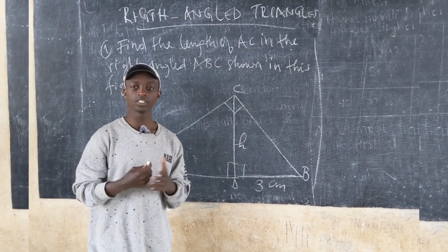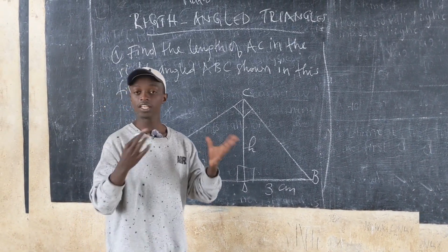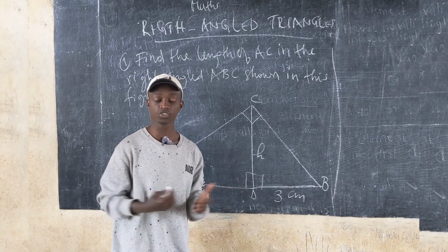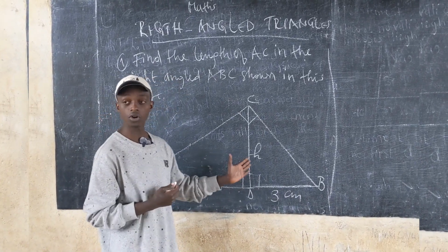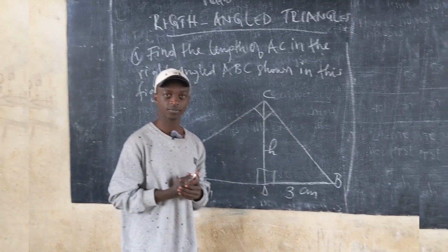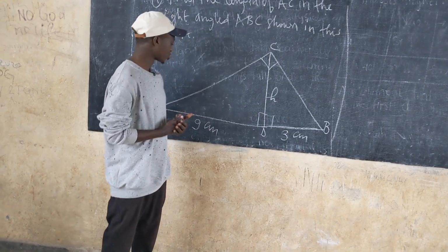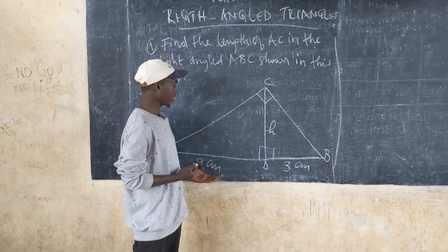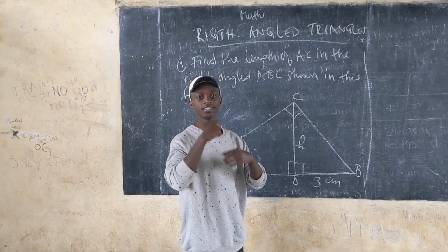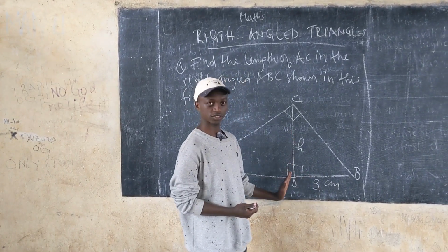I know it is quite hard for some people, but if you are with me, it is going to be quite simple and straightforward. You are going to know how to calculate this altitude very easily. If we have 9 and 3 centimeters, it is simple to calculate this altitude.